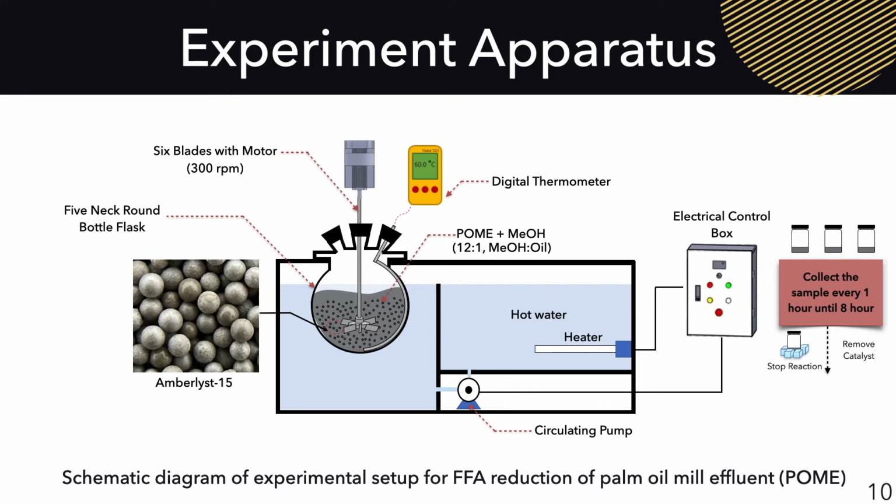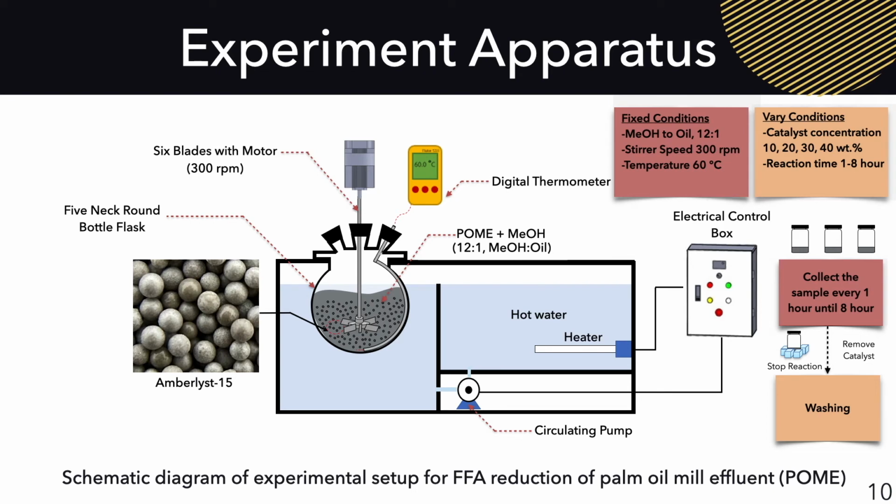In the next step, the solid catalyst was removed and the pretreated oil was carefully washed with warm water to remove the methanol residue. The components of the free fatty acid, methyl ester, and glyceride in the pretreated oil were checked by thin layer chromatography with flame ionization detection.